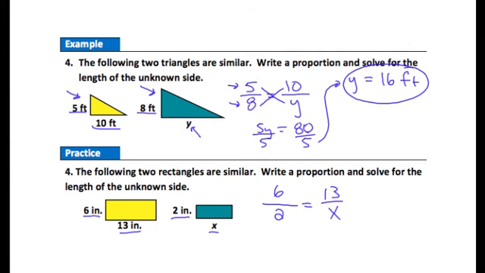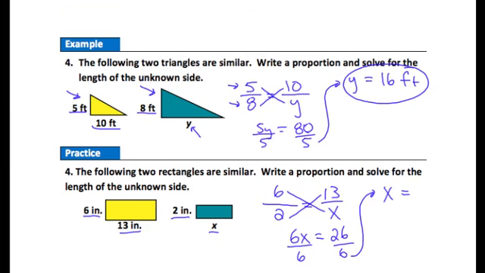Okay? Looking at the cross product there, 6 times x would give us 6x. The other one, 2 times 13 would give us 26. We're going to go ahead and divide by 6. Divide by 6. Okay, come up here, x on the left side. On the right side, 26/6.